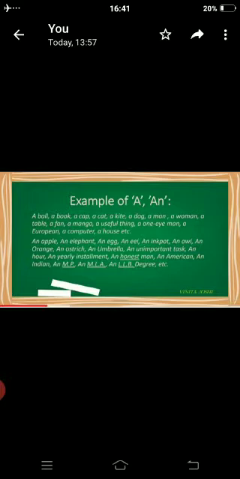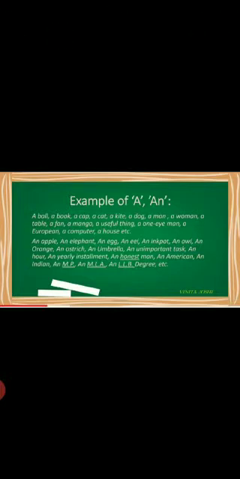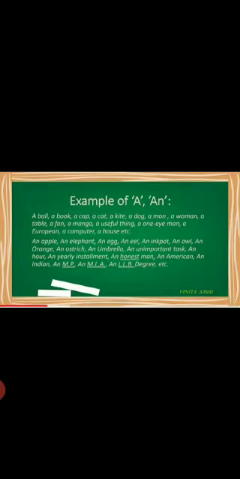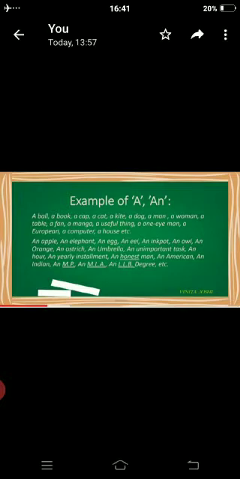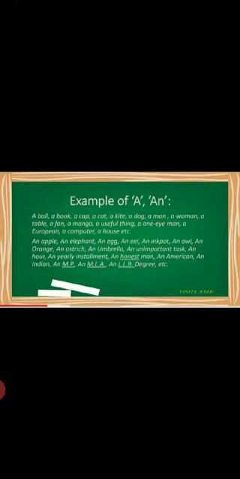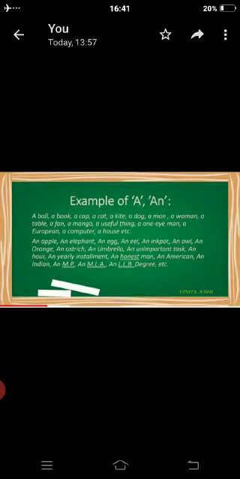Let us see the examples of AN, like an apple, an elephant, an egg, an eel, an inkpot, an owl, an orange, an ostrich, an umbrella, an unimportant task, an hour, an yearly installment, an honest man. Here the pronunciation of the word HONEST is 'onest', not 'honest'. That is why AN has been used here. An American, an Indian, and here just see an MP. When you are saying MP, you are giving a vowel sound. That is why AN has been used before MP. An MP, an MLA, an LLB degree, etc.